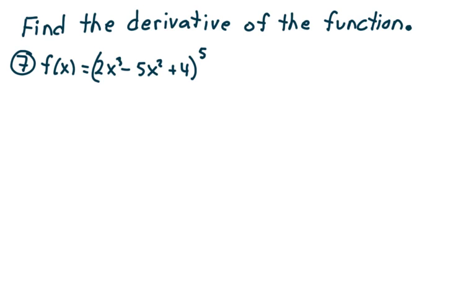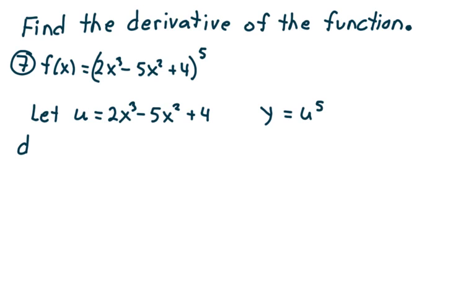Now, you want to look at u, and think about the inside function. The inside function in problem 7 is what's going to be in parentheses. And so in this case, it's going to be 2x cubed minus 5x squared plus 4. And I want to define y in terms of u. So y is going to be u to the 5th.